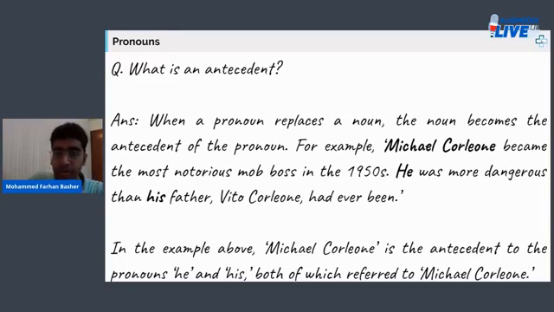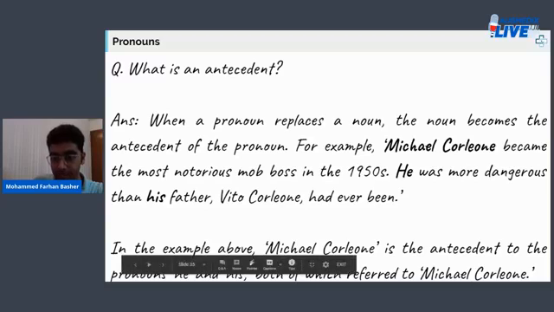So we use pronouns to replace nouns, right? So if a noun is replaced by its corresponding pronoun, that noun becomes the antecedent of the pronouns that replace it. Okay? Am I clear? The noun is the antecedent of the pronouns that replace it. Like in this case, Michael Corleone is the antecedent of the pronouns that have replaced it later in the sentence, which are he and his. So he and his are the pronouns, and the antecedent of these pronouns is the proper noun, Michael Corleone. All right? I hope this is clear, and I'm going to get back to the questions over here.